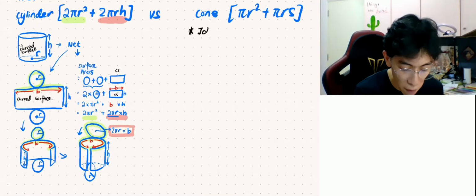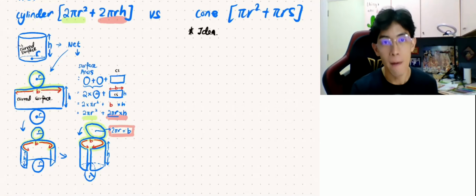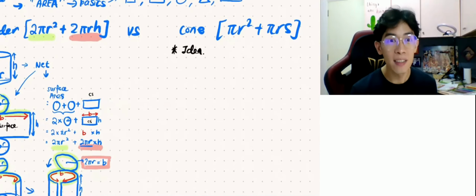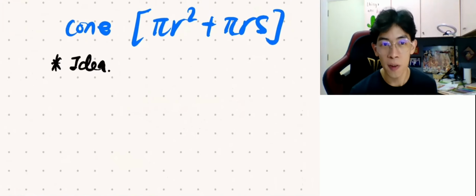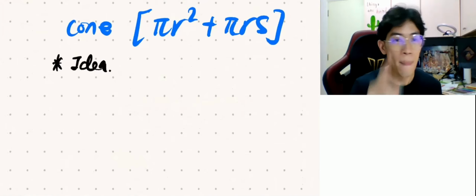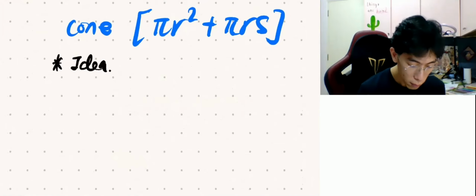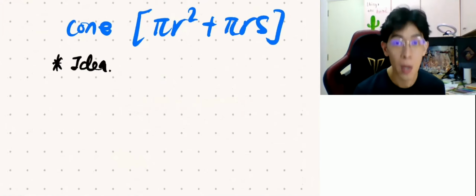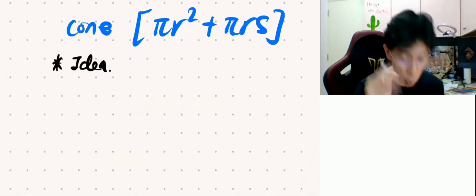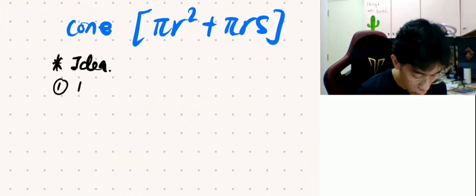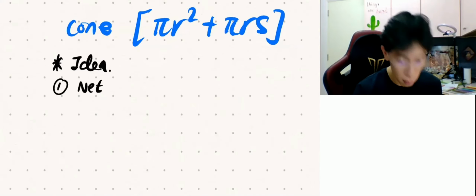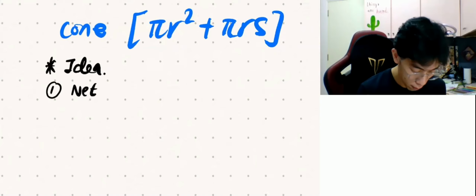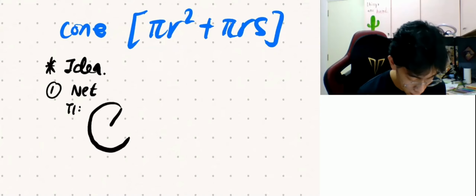First thing, you have got to know one very important idea to solve cone surface area. Number one, everyone, agree or not? Your cone's net, there are two types. Type 1 will be a Pac-Man.